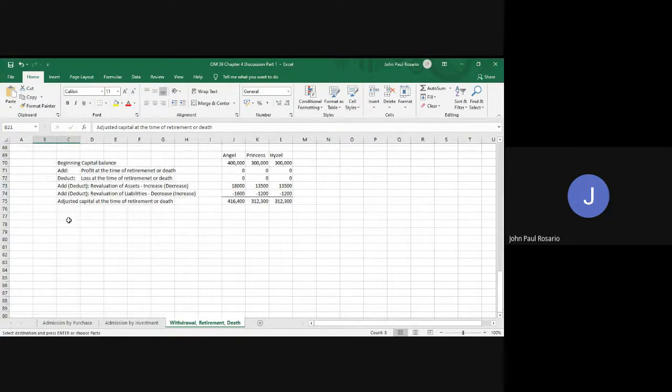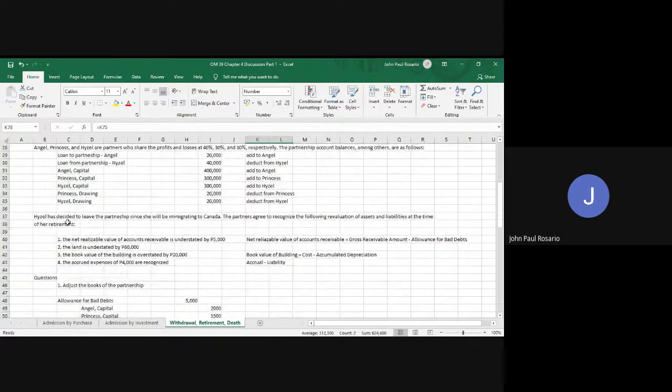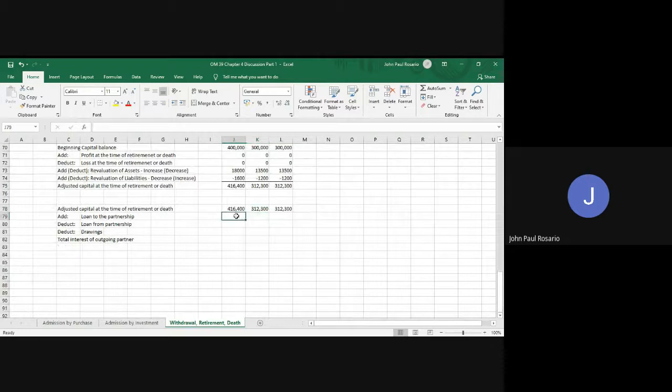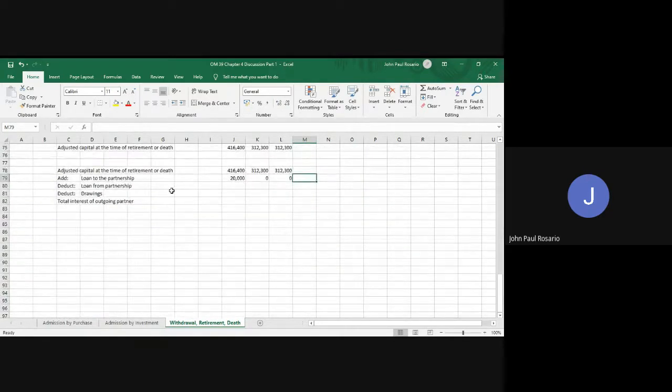From our adjusted capital balances, the loans are included here, either Angel or Hazel. Angel has a loan to the partnership, so we add it. Angel 20,000, since a loan to the partnership is added. Then there's none here. Then there is a loan from the partnership, so we deduct it from Hazel. So a loan from is deducted. Hazel 40,000. This is 0 and 0.